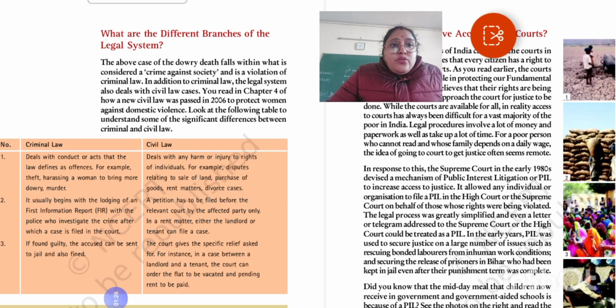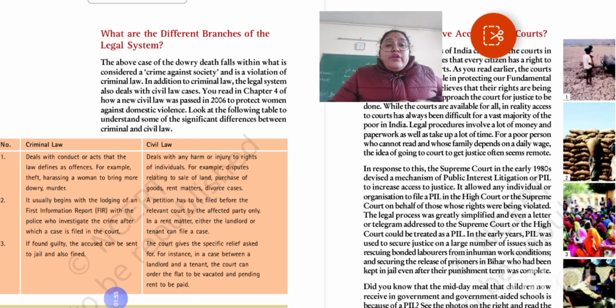But in reality, courts are not easily accessible for a vast majority of the poor in India. It is very difficult to approach the court because the legal procedure involves a lot of money and paperwork takes a lot of time. Therefore, poor people often avoid going to court to get justice.